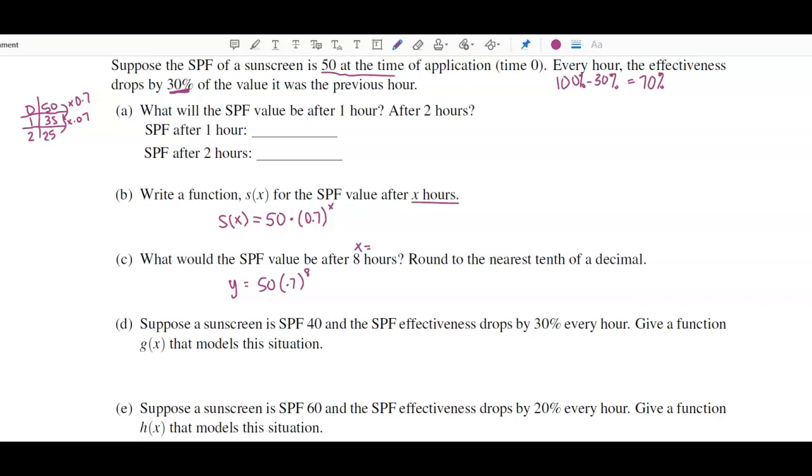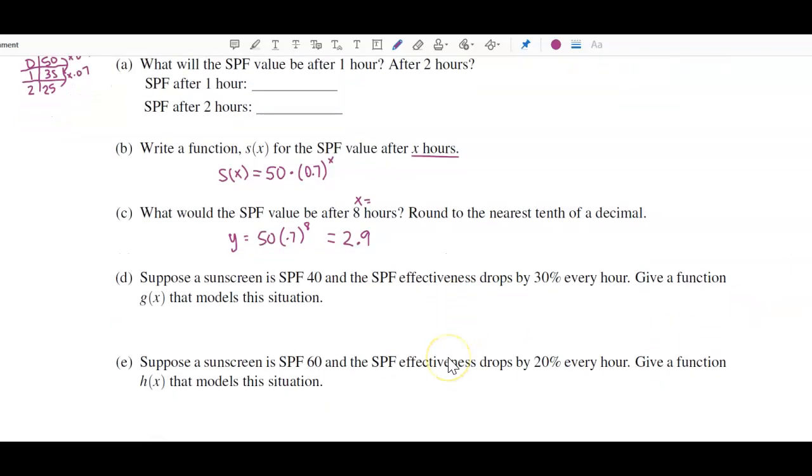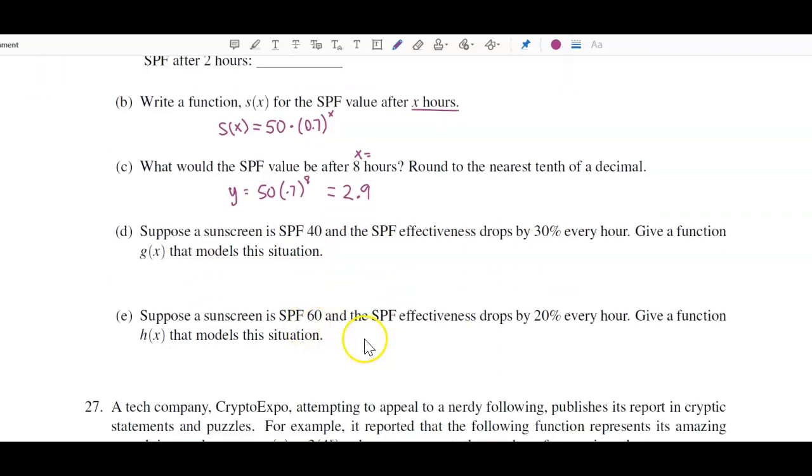And so I get like 2.8 or 2.9. And so that's like an SPF of 2.9, which is basically nothing. Anything that low is not really protecting you at all, but there's still some residual left on there. I'm not going to spend time on figuring out this other one, but it's just another one that models the situation, and you can make sure that you know how to rewrite these in the different ways.